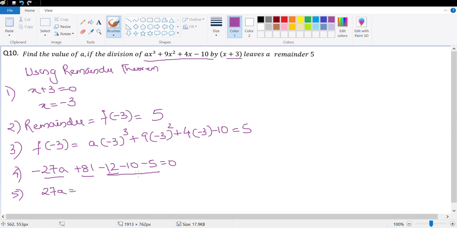That's 12 plus 10, 22 plus 5, 27. So 81 minus 27, that's 54. Yes, that's 54. Therefore, a is equal to 2. 54 upon 27, a is equal to 2. So if the value of a is 2, then if we divide this polynomial by x by 3, we will get a remainder of 5.